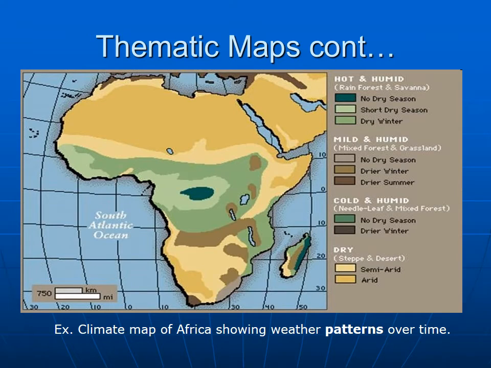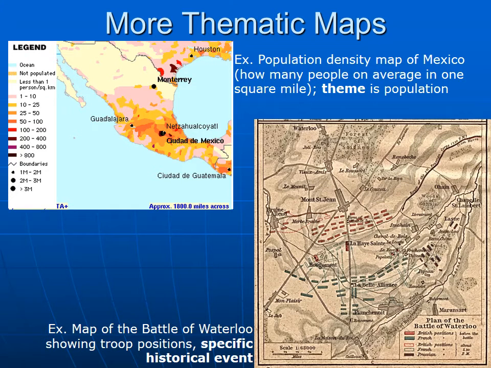So here's an example of a climate map of Africa showing the weather patterns over time. Here's some more thematic maps. The one on the top left is a population density map of Mexico, or how many people on average in 1 square mile. The theme here would be population. On the bottom right, you see a map of the Battle of Waterloo. It shows troop positions and ultimately one specific historical event.